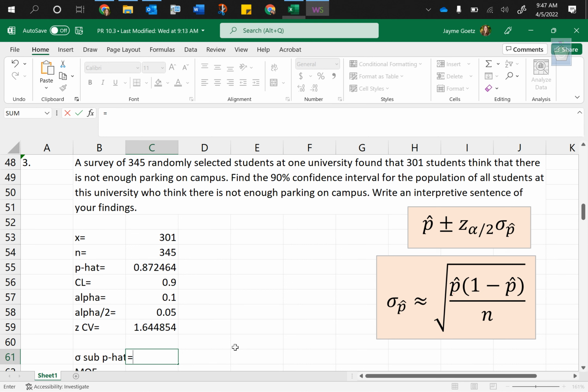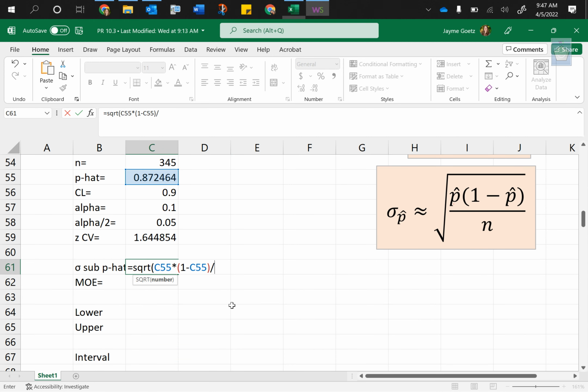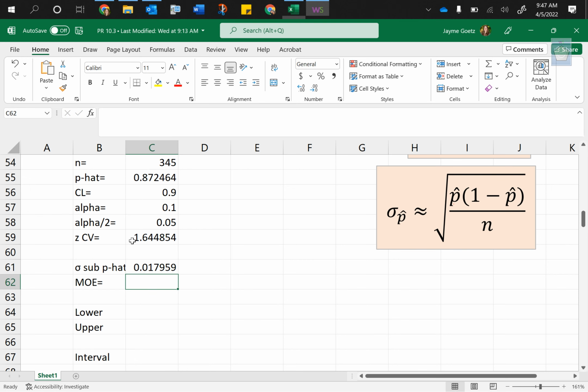So I'm going to type in equals square root of, p hat times, and then in parentheses we need to put 1 minus p hat. Close your parentheses. I'll scroll down here so you can see it a little better. Divided by n. Close your parentheses. If parentheses inside parentheses is too messy for you, you can always add another box to find the value of 1 minus p hat, and then use the cell reference instead. That's okay. So that's my sigma sub p hat.